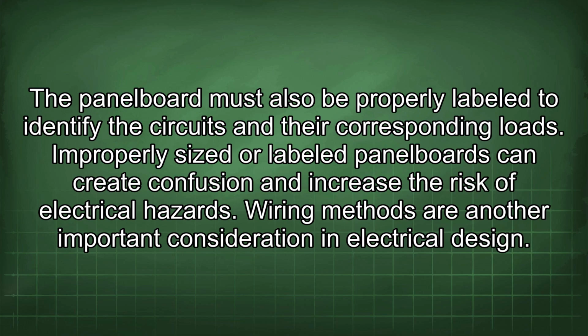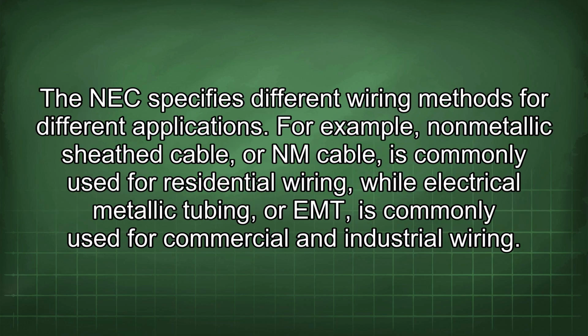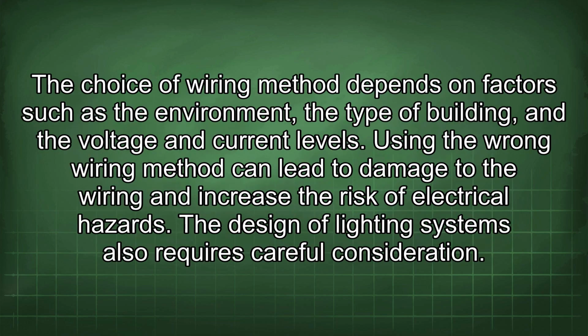Wiring methods are another important consideration in electrical design. The NEC specifies different wiring methods for different applications. For example, non-metallic sheath cable, or NM cable, is commonly used for residential wiring, while electrical metallic tubing, or EMT, is commonly used for commercial and industrial wiring. The choice of wiring method depends on factors such as the environment, the type of building, and the voltage and current levels. Using the wrong wiring method can lead to damage to the wiring and increase the risk of electrical hazards.